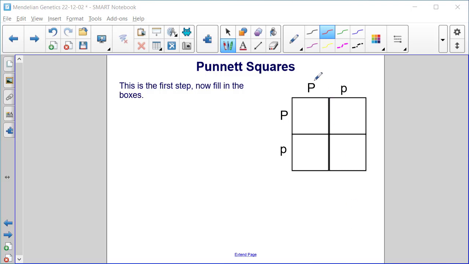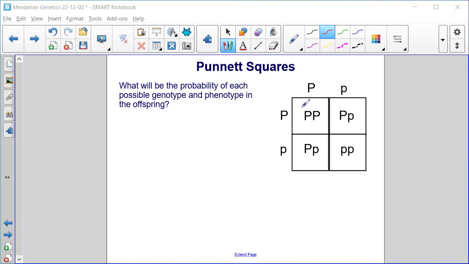This is the first step, just writing the two parents and their possible alleles on the top and on the side. Now fill in the boxes. All right, let's make sure we are all in agreement for our boxes here. So capital P from this parent, capital P from this parent in the first box, capital P, lowercase p, capital P, lowercase p, and then lowercase p, lowercase p. What will be the probability of each possible genotype and phenotype in the offspring?